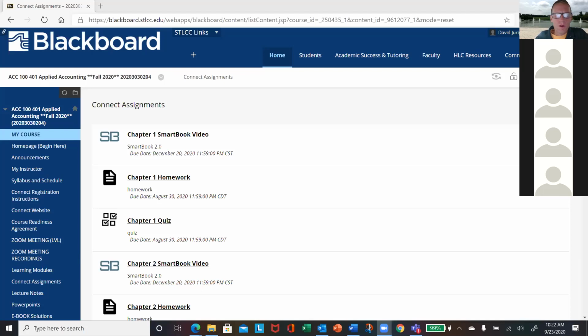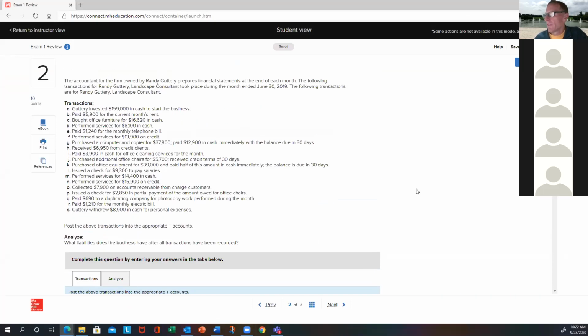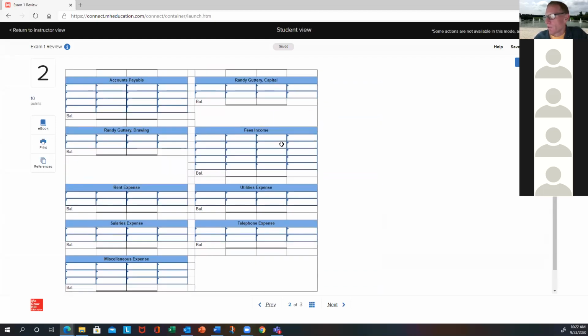Okay, now regarding Chapter 3, let me show you something. I went in and pulled up another problem, and again, this is just in the Connect database. This is another problem that's similar to your textbook problems, and I think it's similar to your homework problems. It's a pretty long one, but this problem does all the different transactions that you're going to have to do on the test. It's got the T accounts set up and so forth.